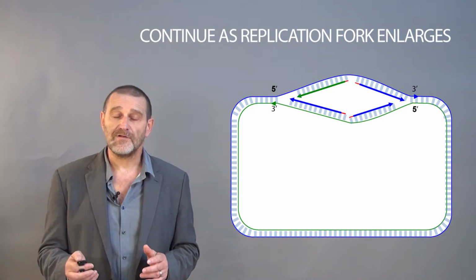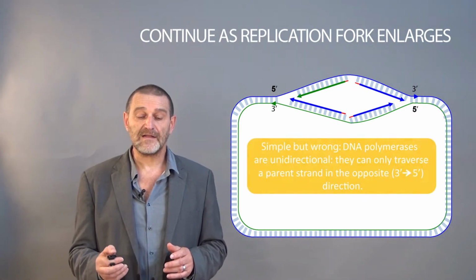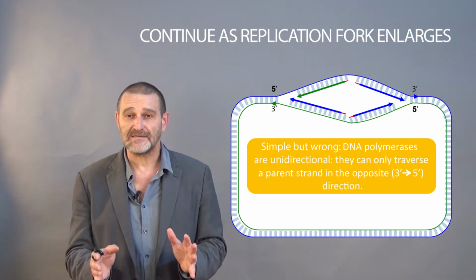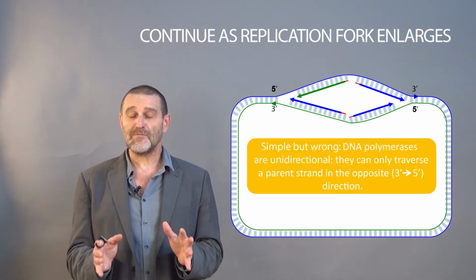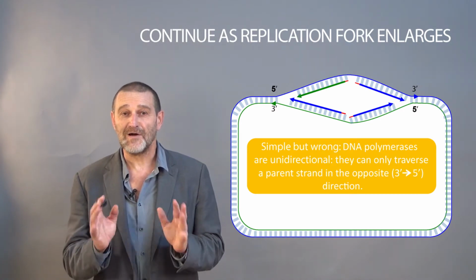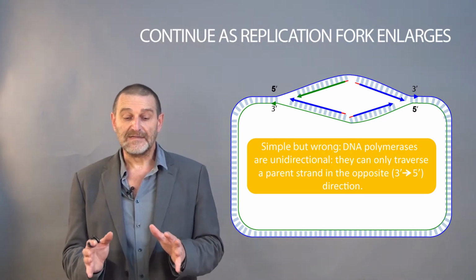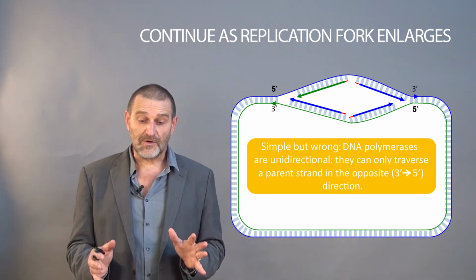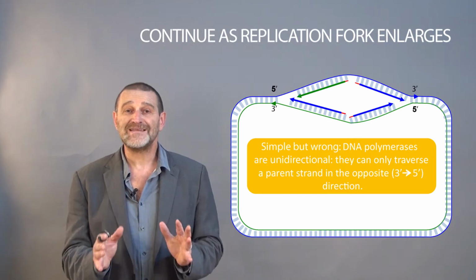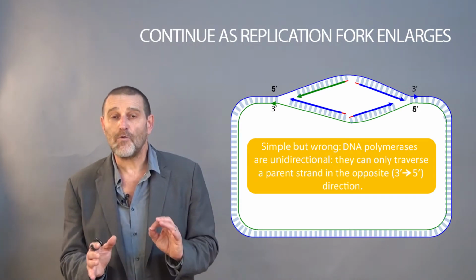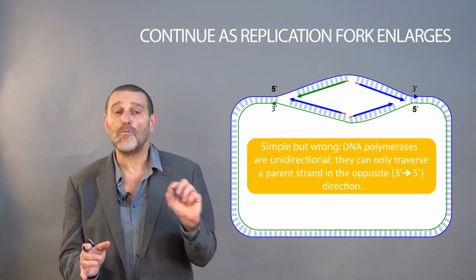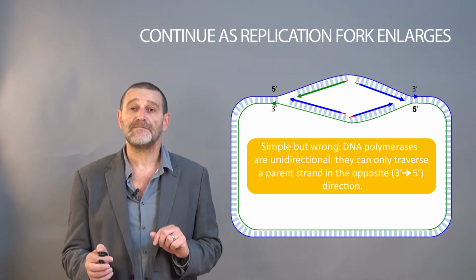This is simple, but completely wrong. And if there are biology professors attending this lecture, they are probably already writing a petition to fire me and send me to Biology 101 camp. The reason why it doesn't work is that DNA polymerases are unidirectional. They can only copy DNA in the direction that is opposite to the direction of DNA.